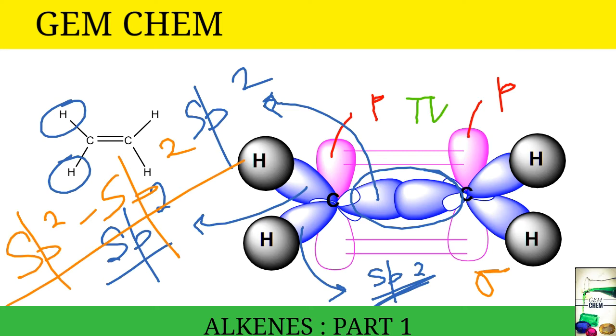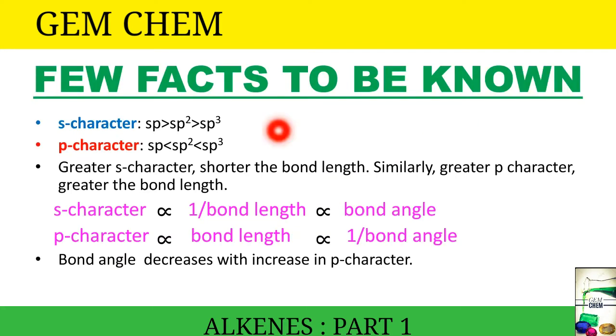Now we will start with a general discussion on a few facts. The s character, that is the amount of s orbital character present in the hybridized orbital, is most for sp, because it is formed by the combination of one s and one p, 50-50, whereas in sp2 it is less because it consists of one s orbital and two p orbitals, and similarly for sp3 the s character decreases. So this is the order of s character, whereas for p character this is the order, because here the percentage of p is greater.